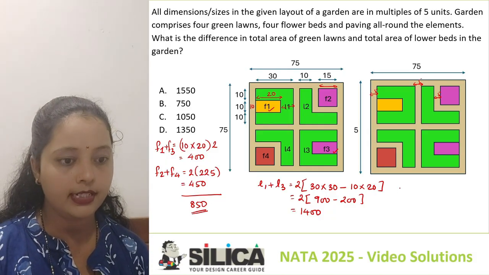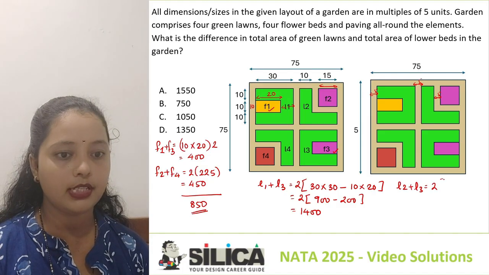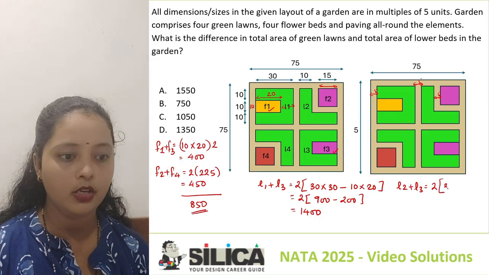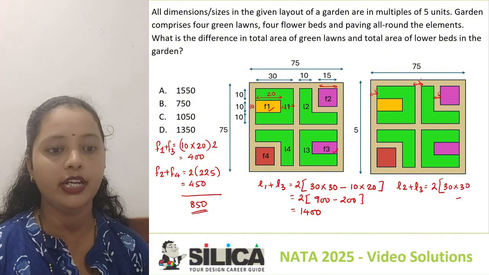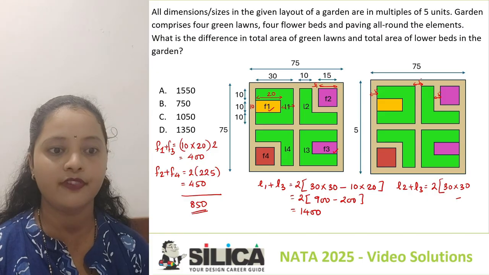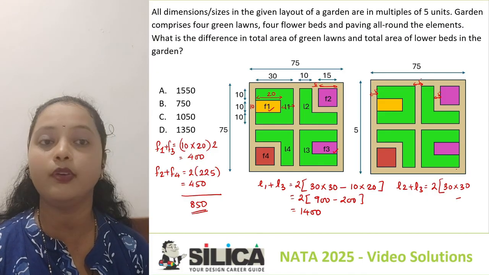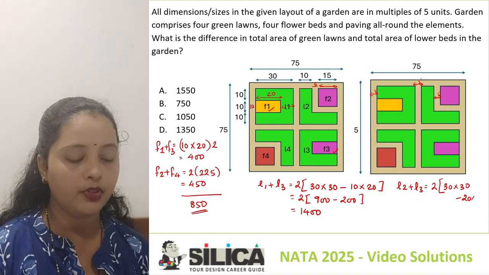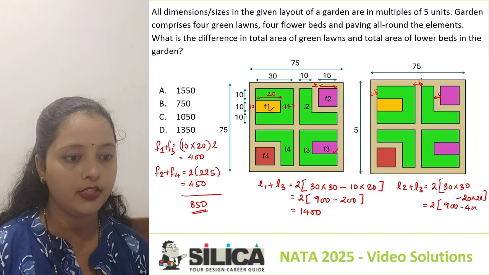Now likewise, let us figure out the area of lawn 2 and lawn 4. Again, the outer section that you see is a square, so the same thing carries forward: 30 into 30. Minus, for the internal section, this is 5, right? So 15 plus 5 gives me 20, and it forms a square of 20 by 20. So the area would be 20 into 20. So how much does this come out to be? 2 into, this is 900 minus 400.